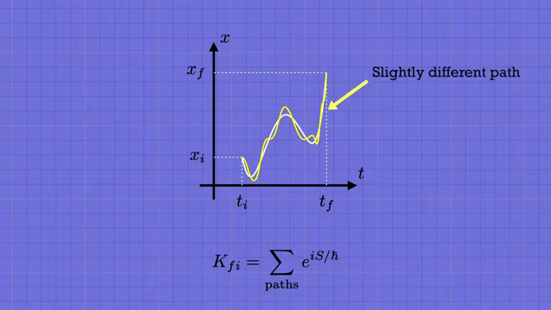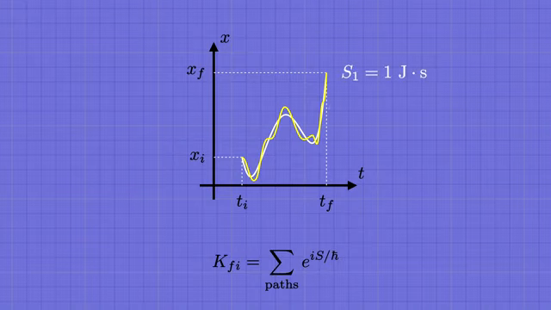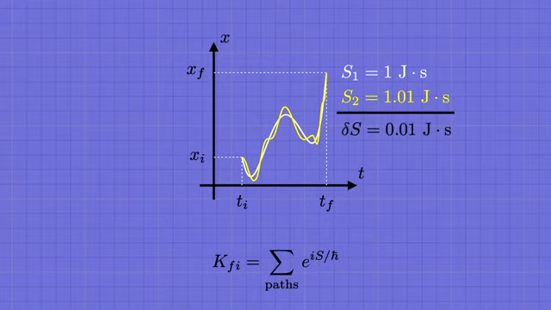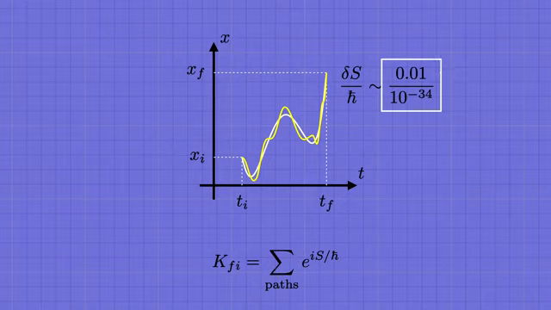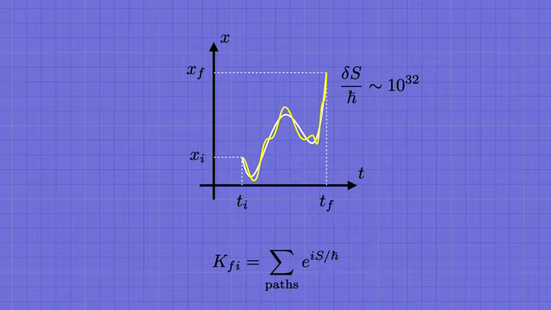It's a very similar path to the one we started with, so its action will only be slightly different from the first one. Maybe the first path had an action of 1 joule second, and this new one has 1.01, say, so that the change in the value of the action between them is 0.01 joule seconds. It doesn't matter what the precise numbers are, because again, when we divide by the incredibly tiny value of h bar, even that small change in the action at the classical scale will produce a massive change in the angle. In this case, something like 10 to the 32 radians.